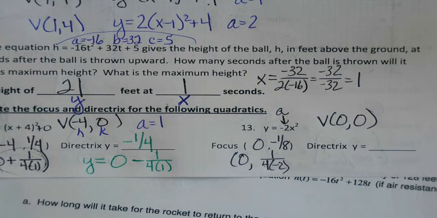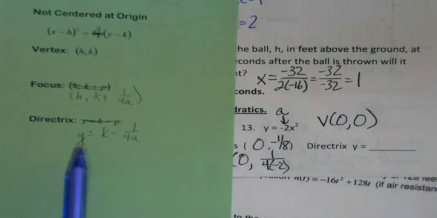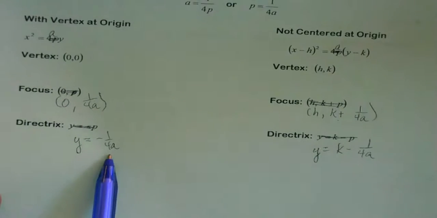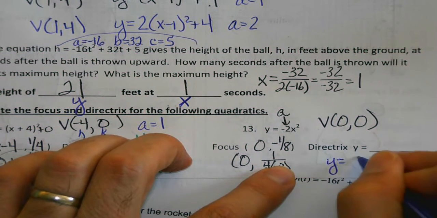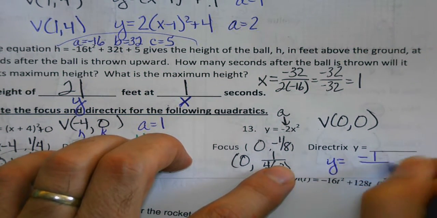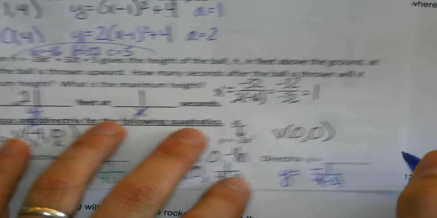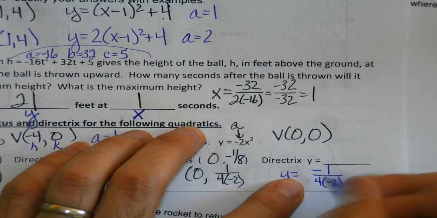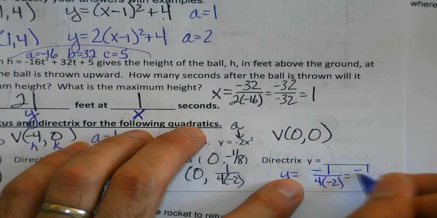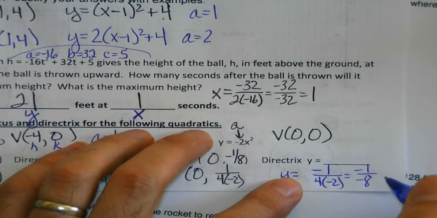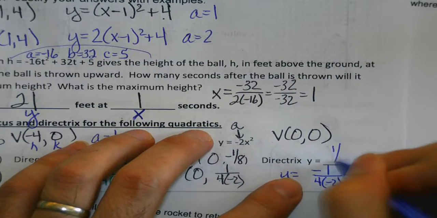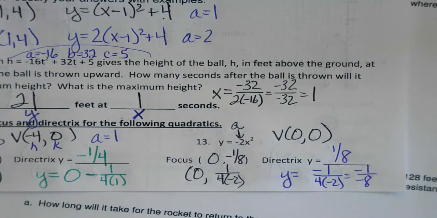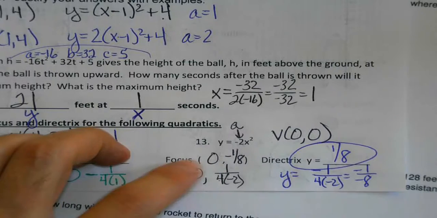And finally, my directrix, y equals negative 1 over 4a, because again, we're at the origin. Okay. Y equals negative 1 over 4 times negative 2. Ooh, be careful. You're like, why be careful? Because I have a double negative. I have a negative on the 1, I have a negative down in the denominator. Negative divided by negative is positive. Boom.